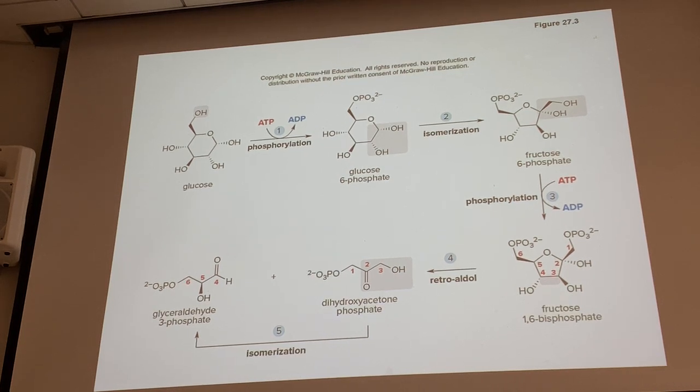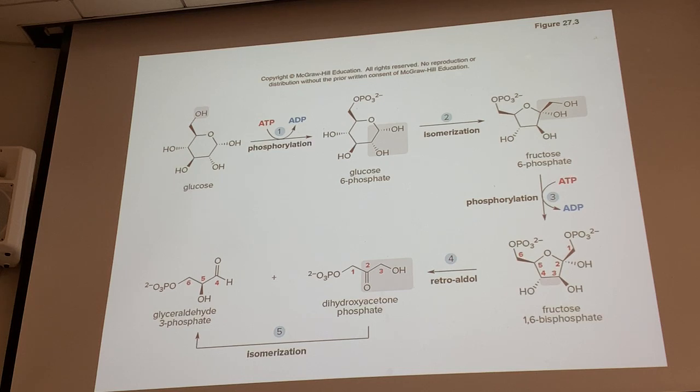Glucose has 6 carbons. Glyceraldehyde 3-phosphate has 3 carbons. And so there's going to be a carbon-carbon bond cleavage. All 3 of the pathways of catabolism we're discussing today will have carbon-carbon bond cleavages. In the beta oxidation, it was the reverse Claisen.